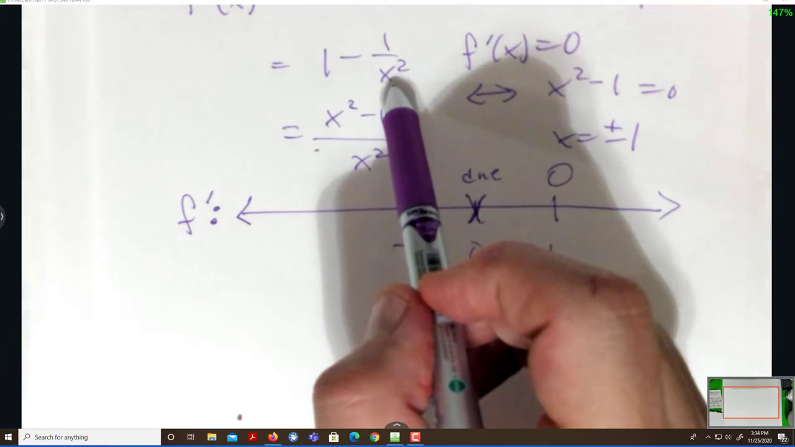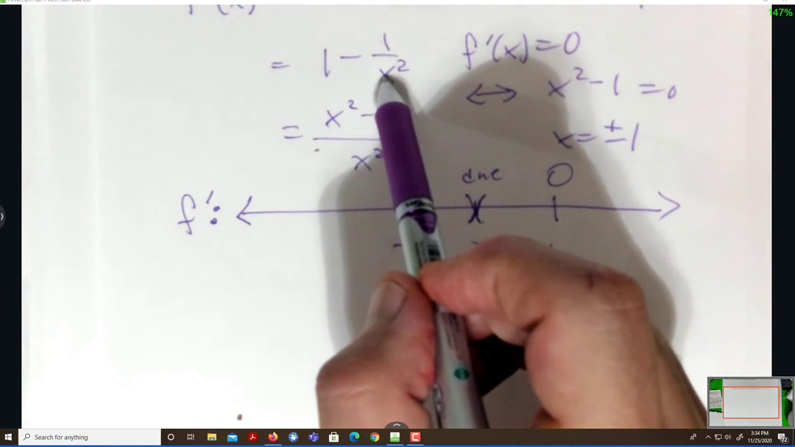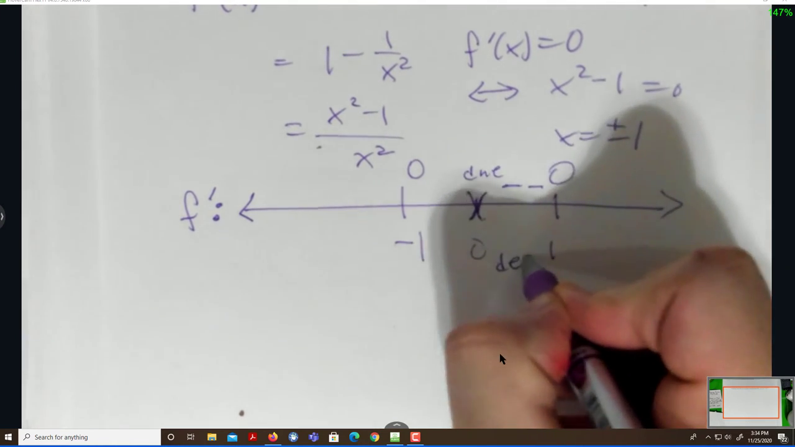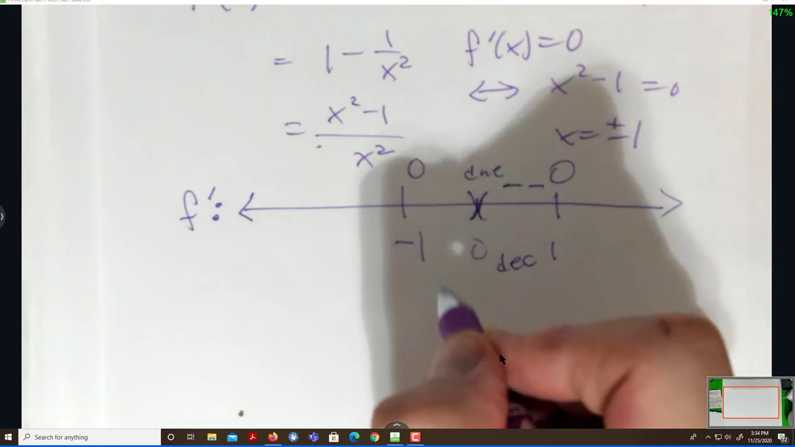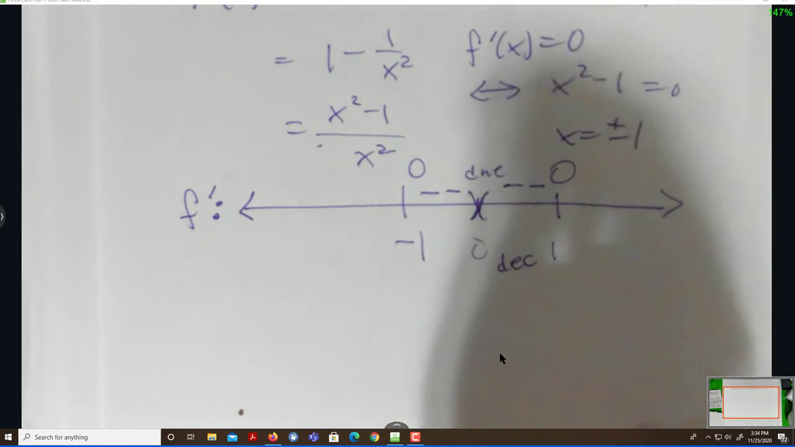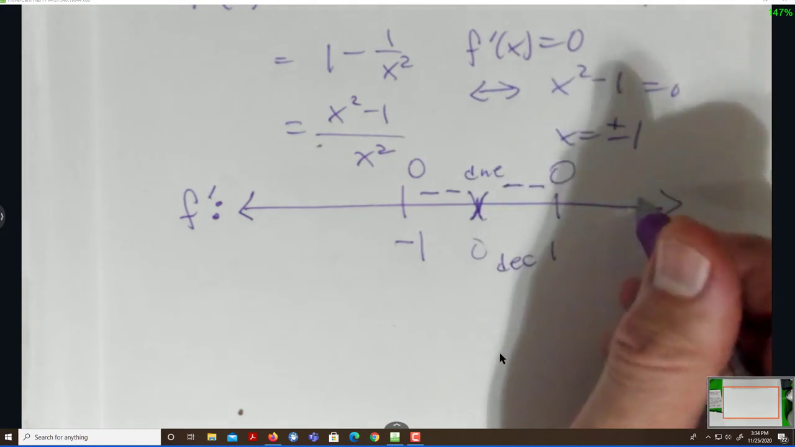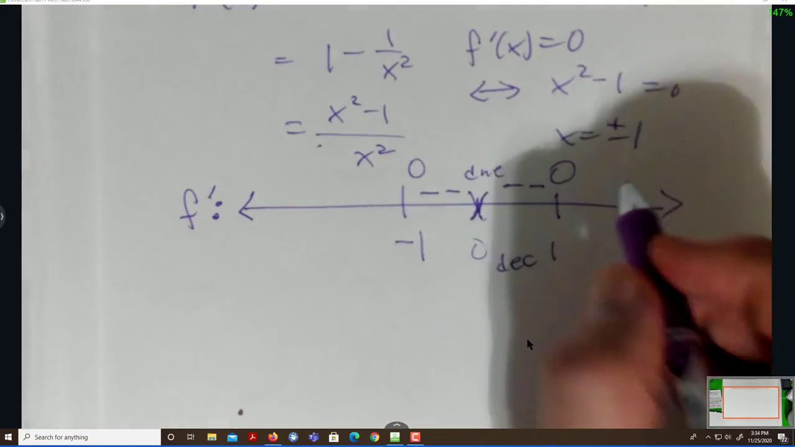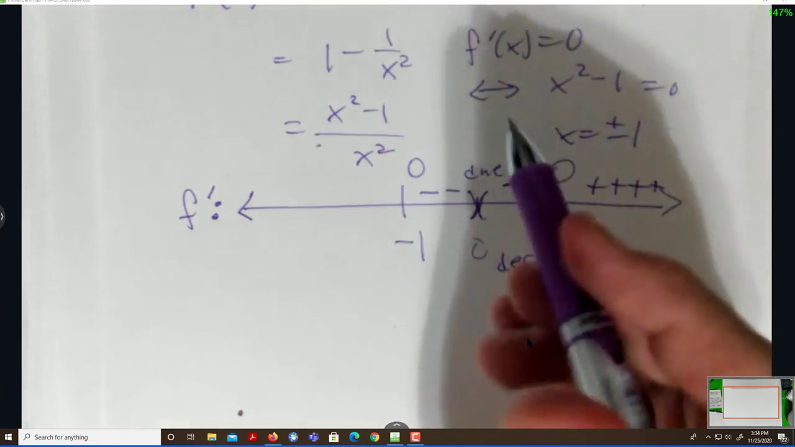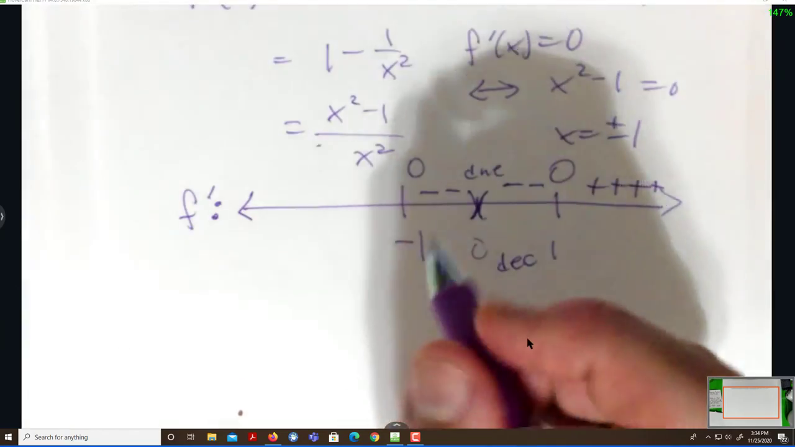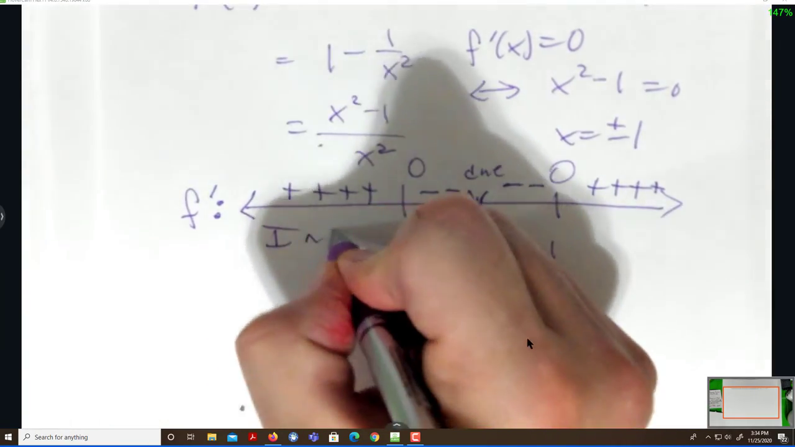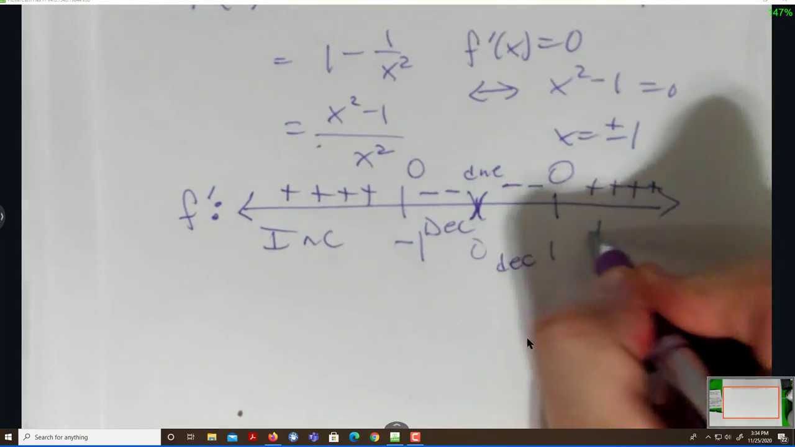A half squared is a fourth, so this would be 1 minus 4, so this would be negative. So the function is decreasing there. At negative a half, the same thing happens. It's decreasing there. At 3, 1 minus a ninth is positive. Negative 3, well, 1 over negative 3 squared is 1/9. 1 minus a ninth is still positive. So the function is increasing here, decreasing here, increasing here.